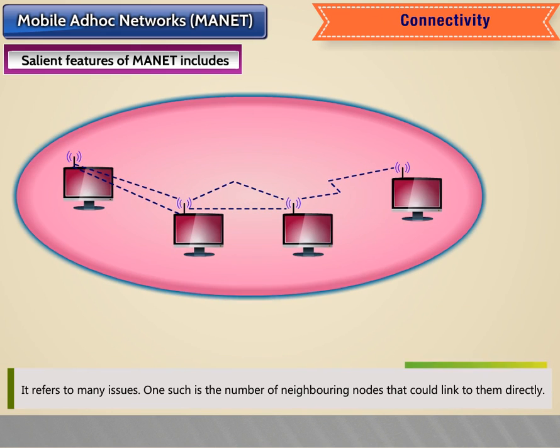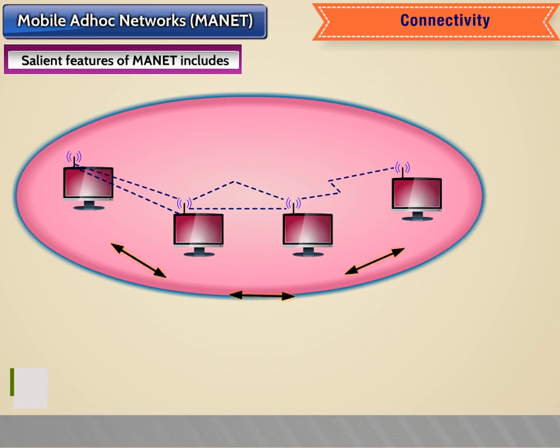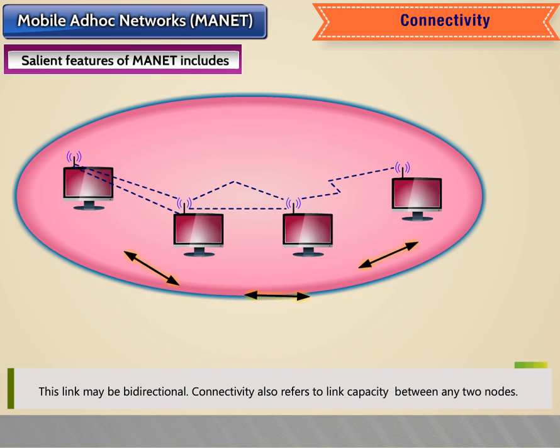Connectivity. It refers to many issues. One such is the number of neighboring nodes that could link to them directly. This link may be bidirectional. Connectivity also refers to link capacity between any two nodes.